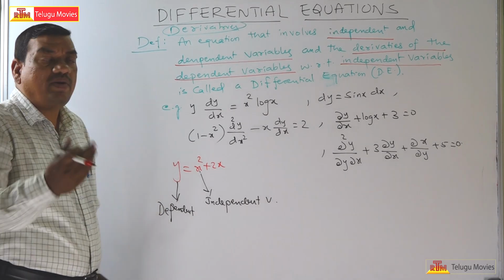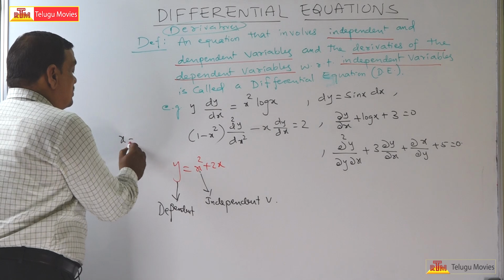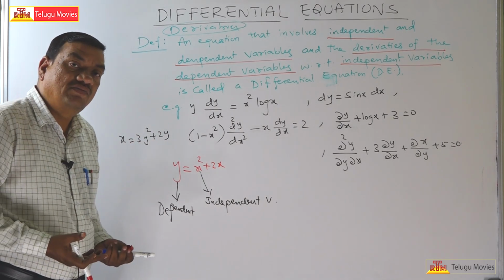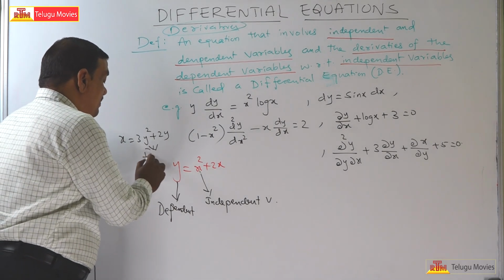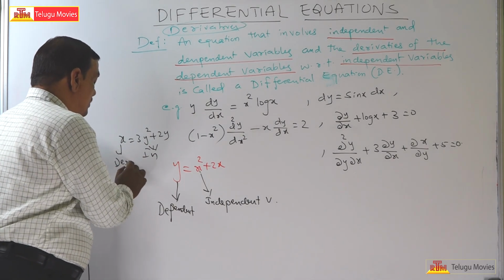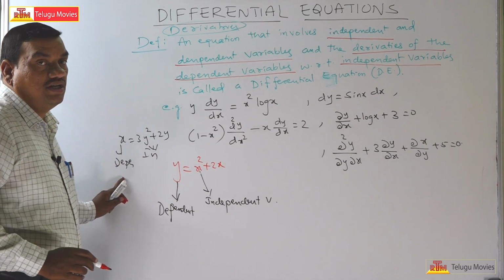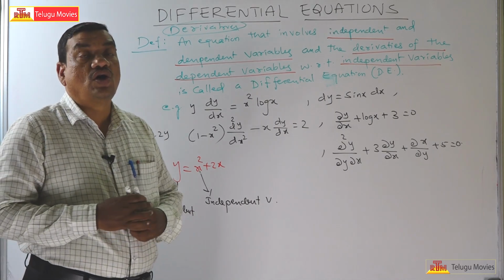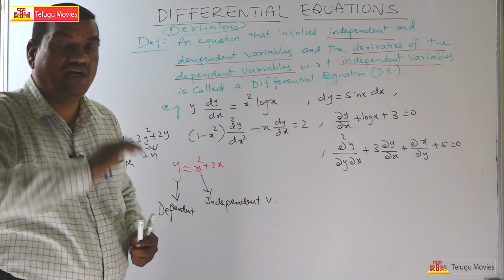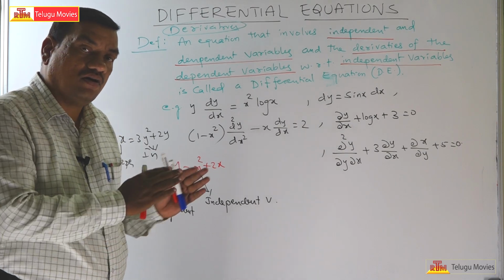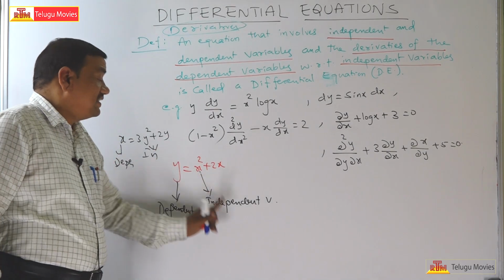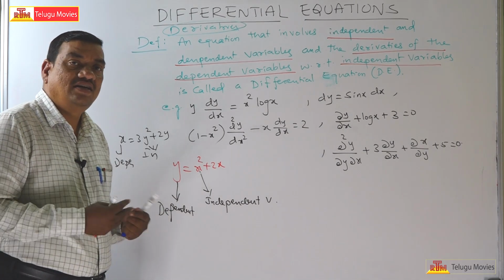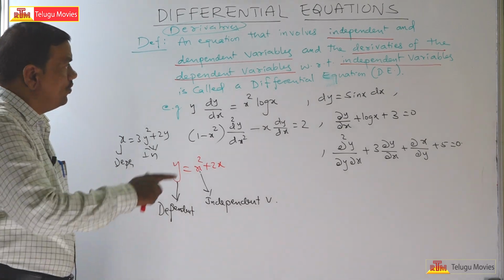You may ask one doubt, sir: if x is equal to 3y square plus 2y, then which is independent and which is dependent? Here y is independent and x is the dependent variable. But throughout our mathematical studies, x is always taken as the independent variable, and y is generally taken as the dependent variable. Now you understand this.